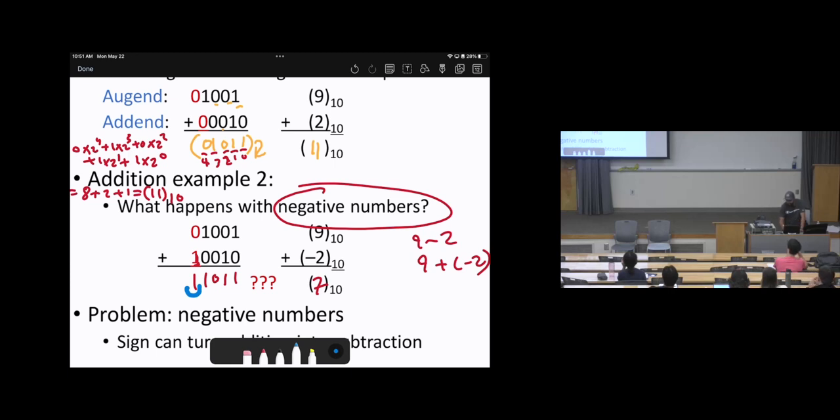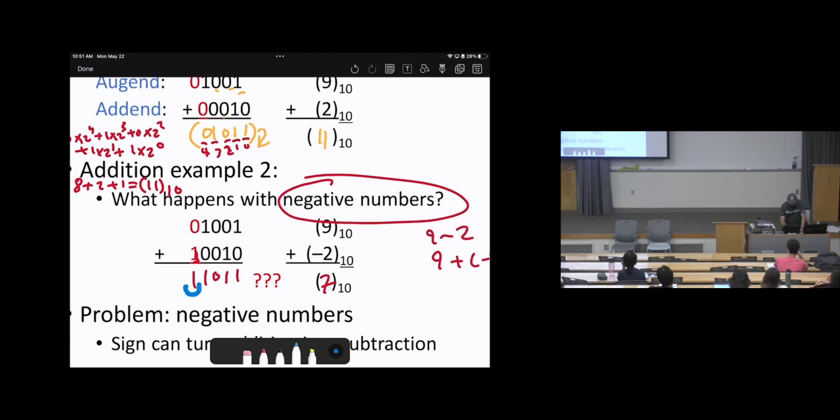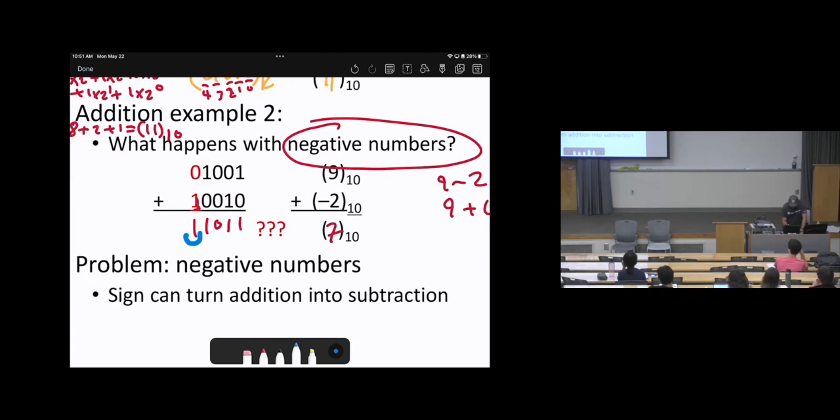9 minus 2 is 7. But using this representation, when we make the subtraction, we will realize that the number is negative. By converting this number, 1 here means it's negative, and this number, converted to decimal, will be 11. Do you think the answer is negative 11? No, it's 7. So this representation fails.